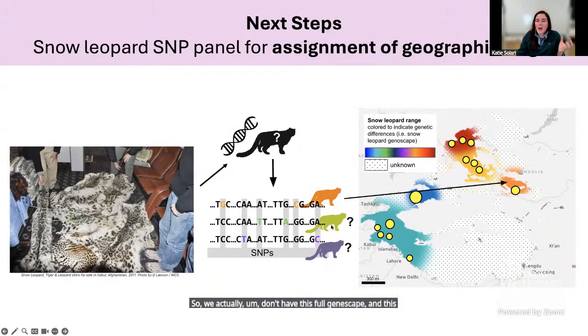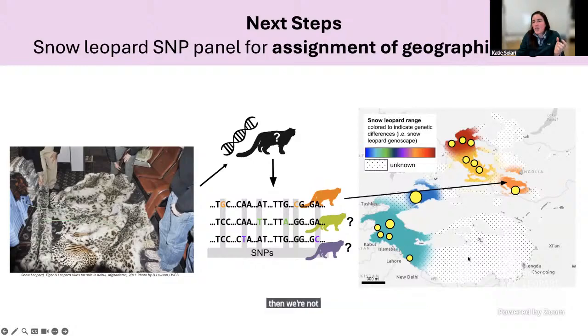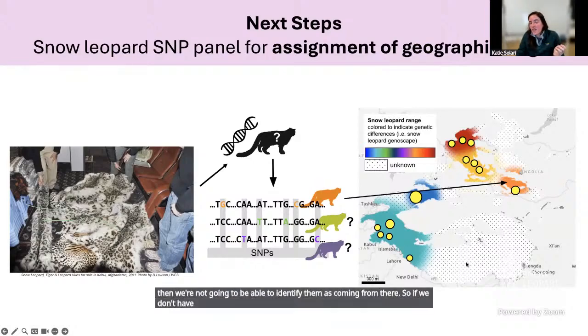And this is a problem because if samples are coming from an area that we don't have a reference database for, then we're not going to be able to identify them as coming from there. So if we don't have any reference data from China and we come across a pelt that has come from China, say this green one, we're not going to be able to say where it came from because we have no reference data point.